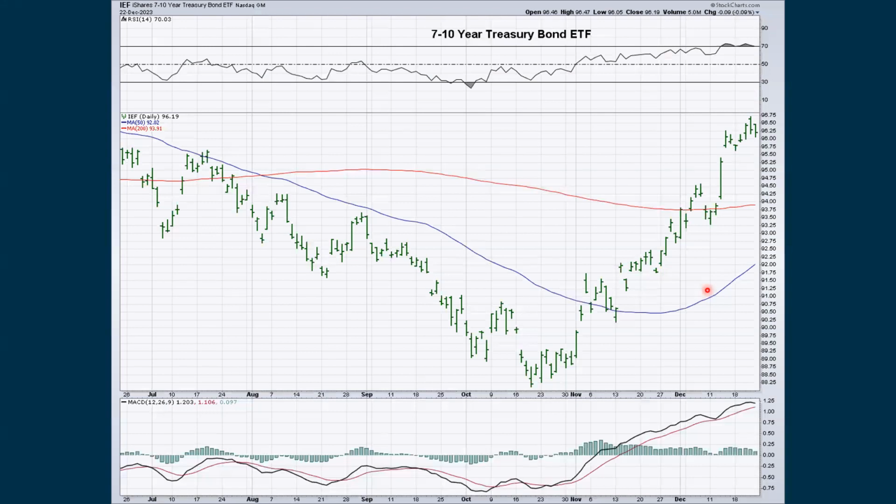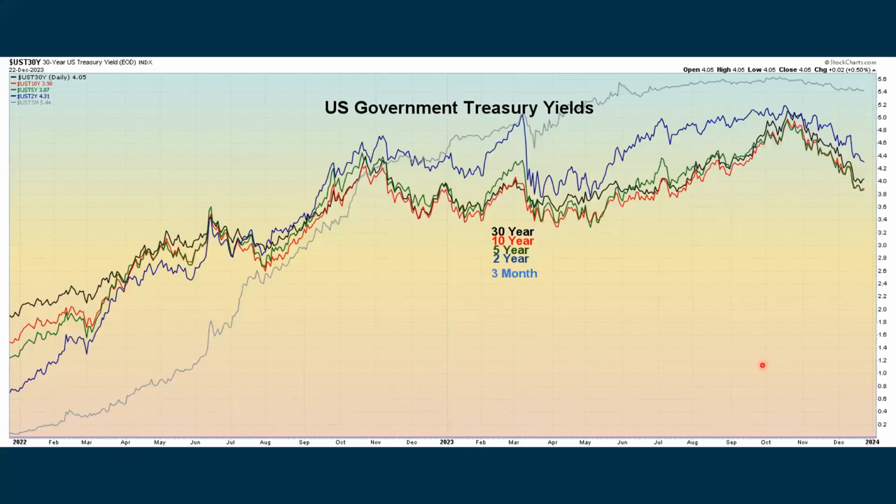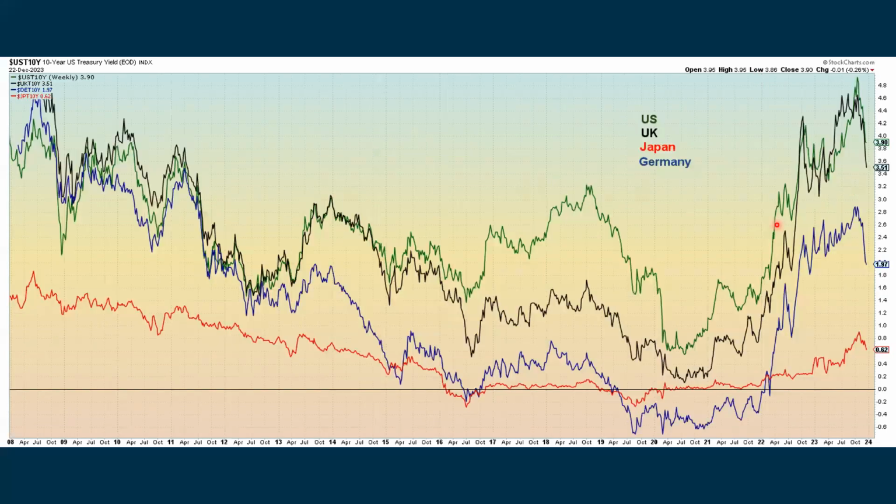Then we look at the bond ETF for the 7 to 10 year, which is still on a longer term downtrend, but we're really extreme with the RSI. However, even though we're rolling over with the MACD, the momentum continues to be positive. And this is just a daily chart of the different yields for all the different maturities and how they've been coming down lately. Then this is a weekly chart looking internationally with the US and UK rates, as well as German rates coming down, and even the Japanese rates have been declining.